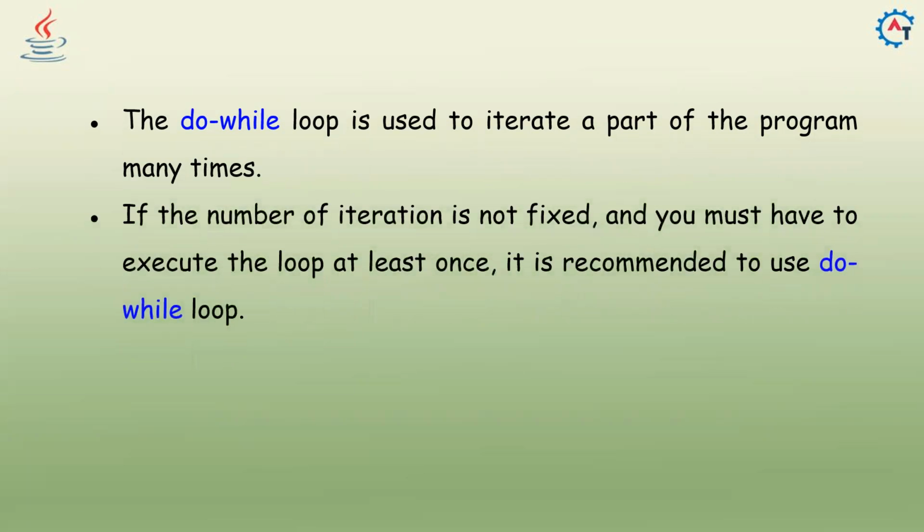If the number of iterations is not fixed and you must execute the loop at least once, it is recommended to use a do while loop. If you are not sure how many times you want to execute, but you want to execute at least one time, then you can use a do while loop.